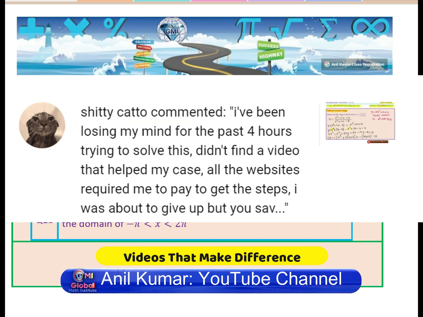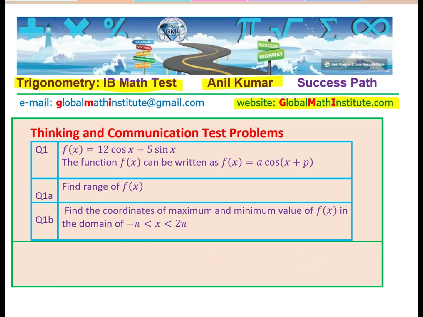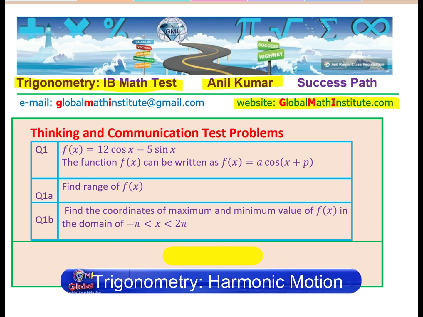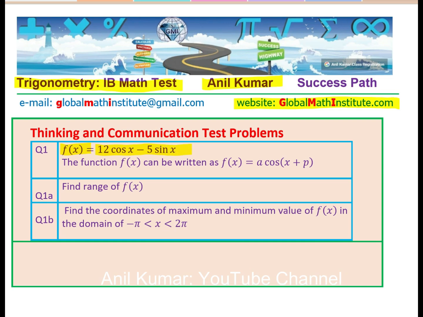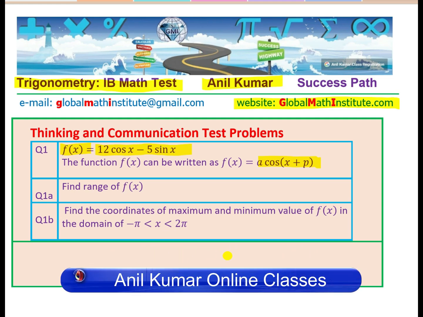So the question is there before you. You must have read it by now. I would like you to pause the video, answer this question, and then we'll look into its solution. The question here is f of x is given to us as 12 cos x minus 5 sin x. The function f(x) can be written as a cos(x + p). So you need to find the value of a and p. Once you do that, you have to find the range of this function.